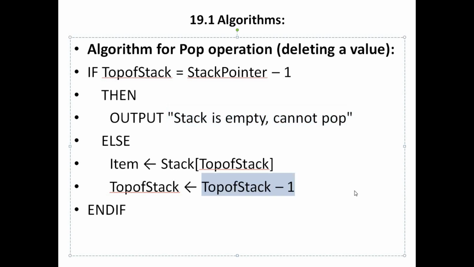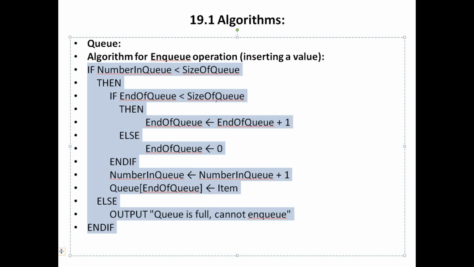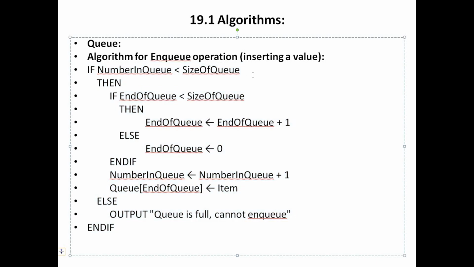For a queue, for an enqueue operation, this is the pseudocode. If number in queue is less than size of queue, then if end of queue is less than size of queue, then end of queue would be end of queue plus 1. Otherwise, end of queue would be 0 because queues are circular. And number in queue would be number in queue plus 1 because you're adding a new element. And then queue at end of queue would become item.